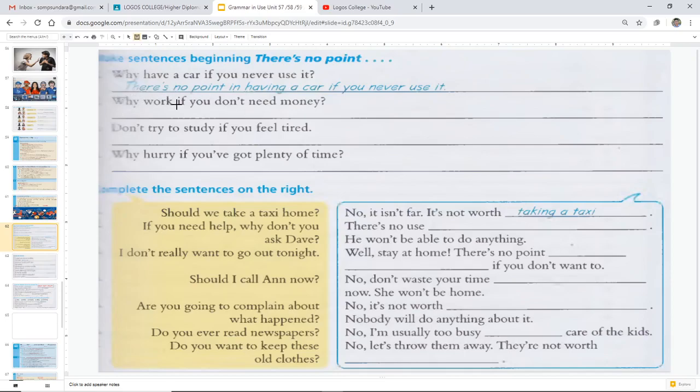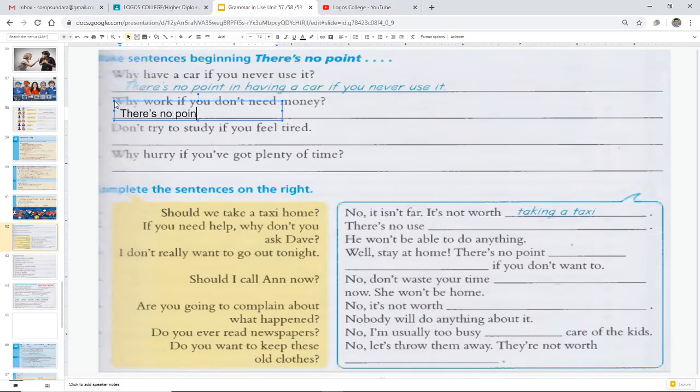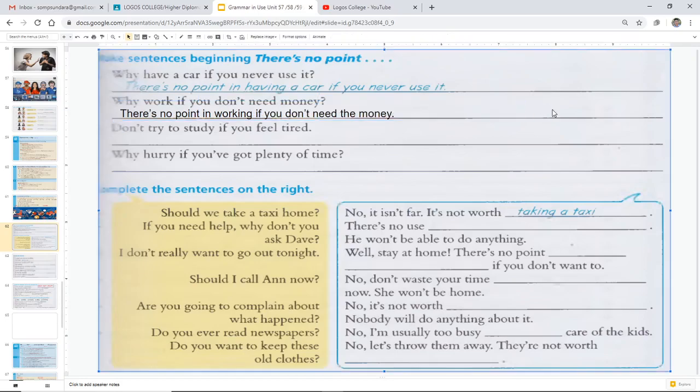All right. So they want you to rewrite this question into a statement. And it'd be something like, there's no point, remember, in working if you don't need the money. There you go. There's no point in working if you don't need the money. Why work? Why waste your time? Why waste your effort? You don't need the money.